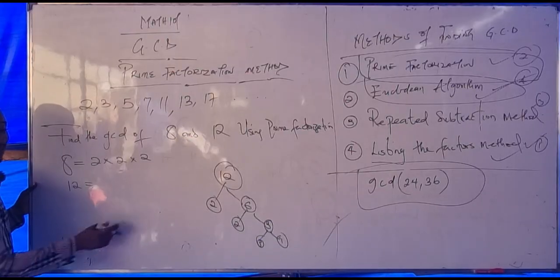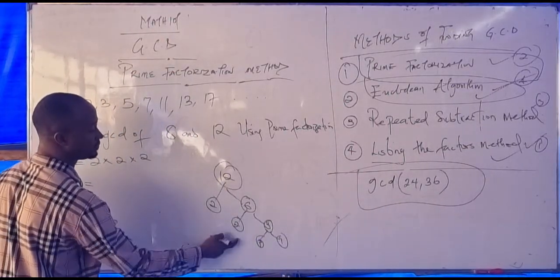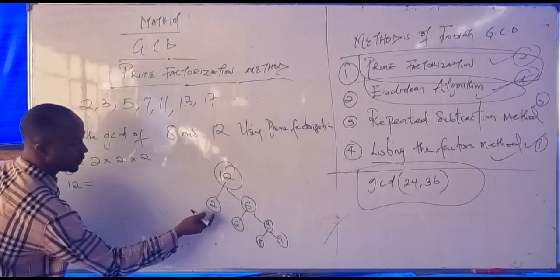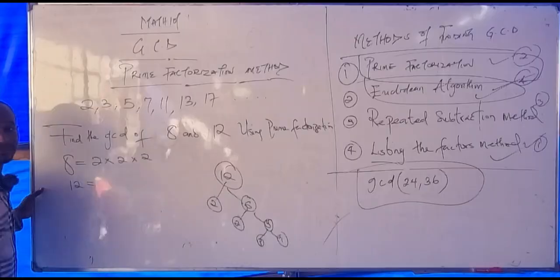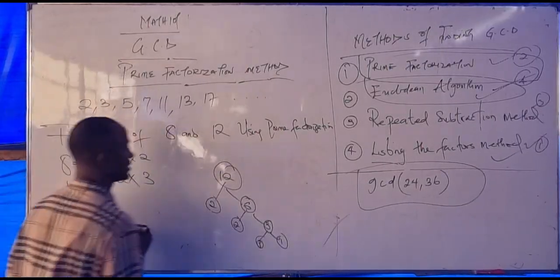2 and 3. 2 times what? What's 2 times 2? 4. What's 4 times 3? 12, Abi? That means we have 2 times 2 times what? 3. See it here now.